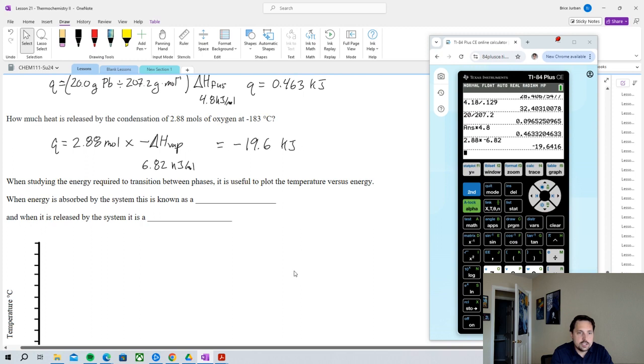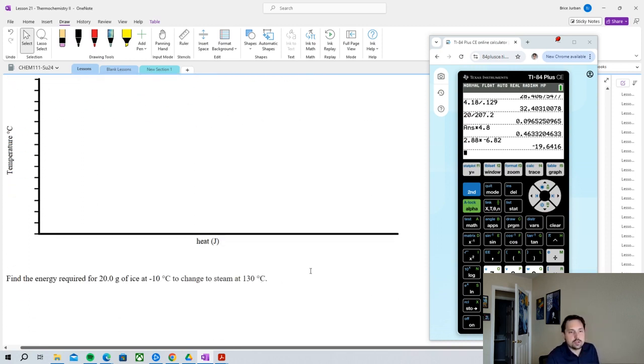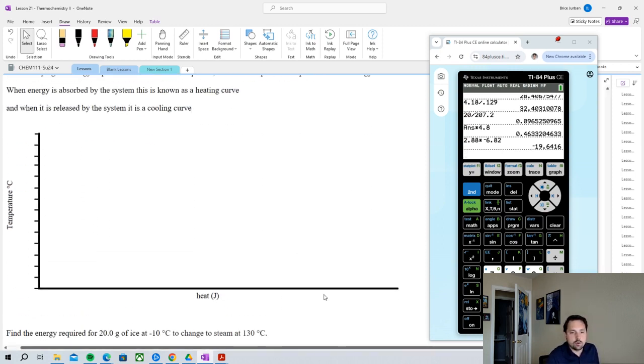So when studying the energy required for the transition between phases, we often will plot temperature versus energy diagrams. When energy is absorbed by the system, this is known as a heating curve. And when it's released by the system, it's known as a cooling curve. So what we can do is just do this for one problem, and I think you'll get the idea of it.